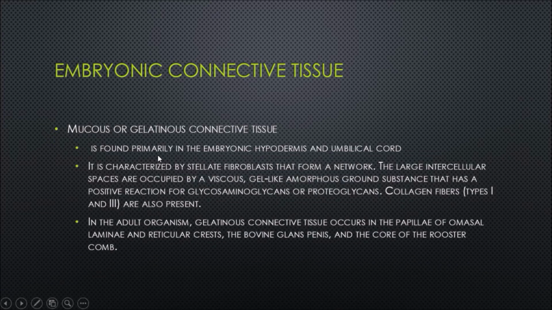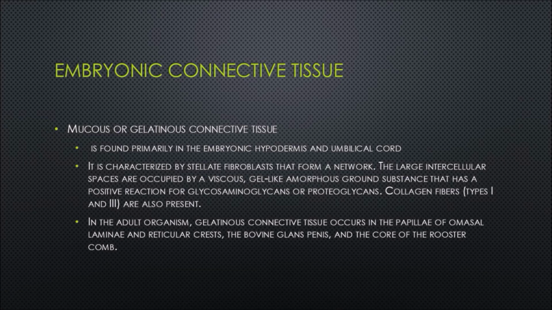Next are the mucous or gelatinous connective tissue. This is found primarily in the embryonic hypodermis and umbilical cord. It is characterized by stellate fibroblasts that form a network, and large intercellular spaces are occupied by a viscous gel-like amorphous ground substance that has a positive reaction for glycosaminoglycans or proteoglycans. Collagen fibers such as type 1 and 3 are also present.